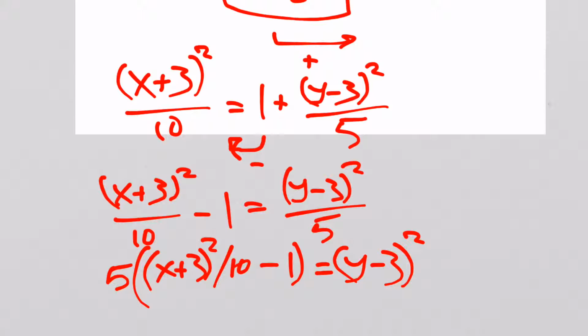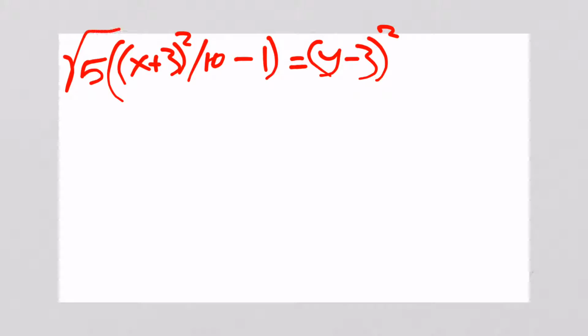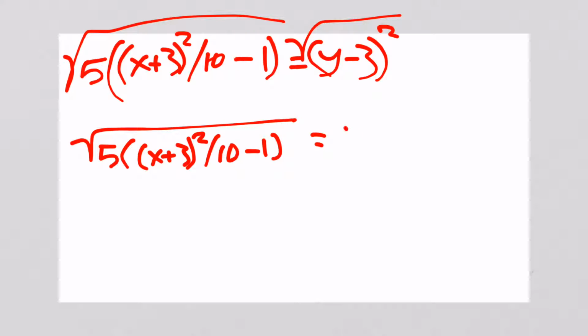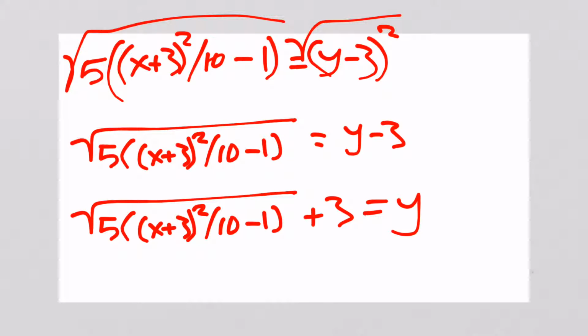So now I need to square root everything. So square root the left and square root the right. To get on the left, the square root of all that nastiness, 5 parentheses (x + 3) parentheses squared over 10 minus 1 parentheses equals y minus 3. And then finally, last step, add that 3 over. And voila, you have solved for y.